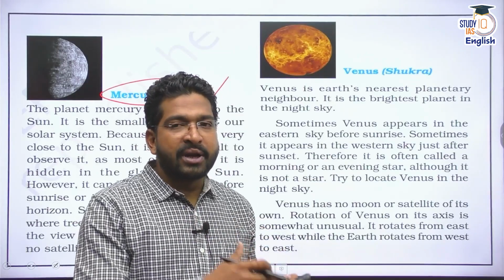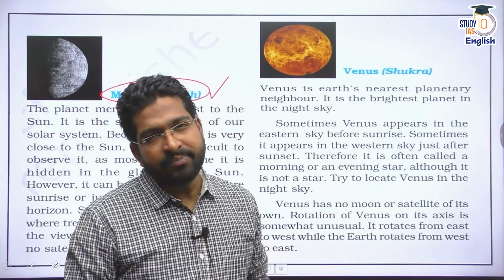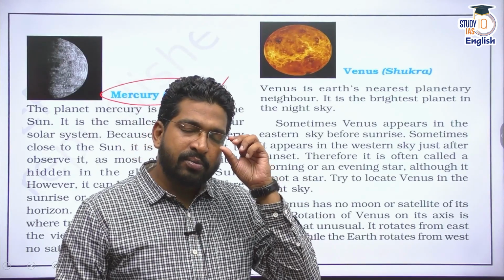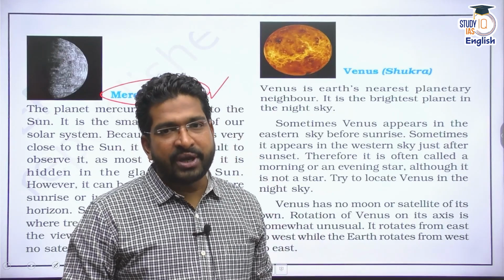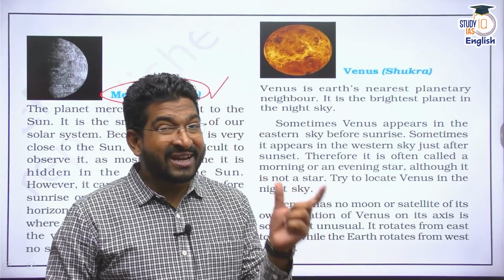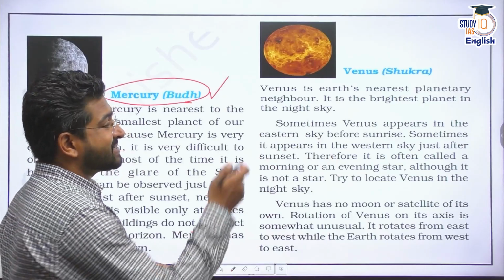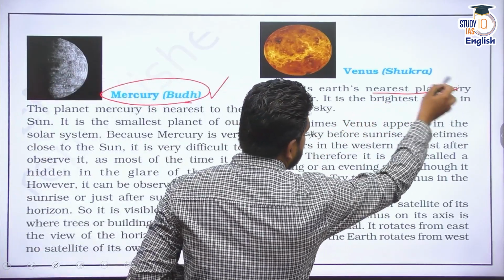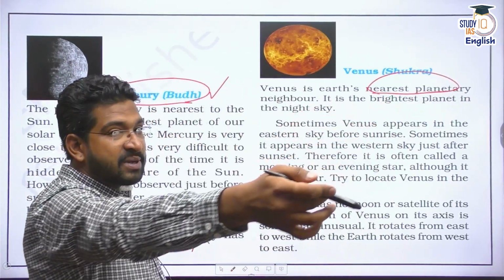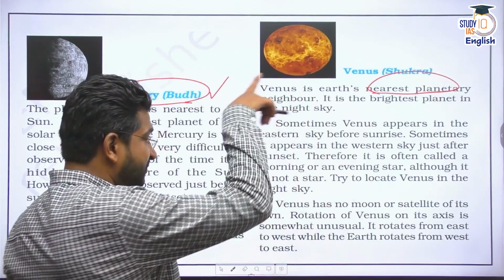The news had come that the project can be delayed a little. We are planning a mission, Shukrayaan 1, where we are going to send an orbiter to study Venus, right? It is the nearest neighbor. Everybody thinks that the nearest neighbor is Mars. No, the nearest neighbor is actually Venus.